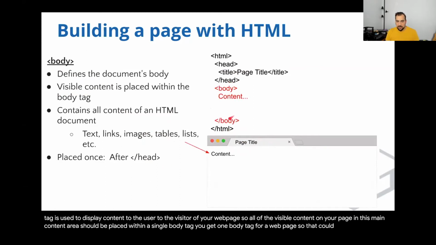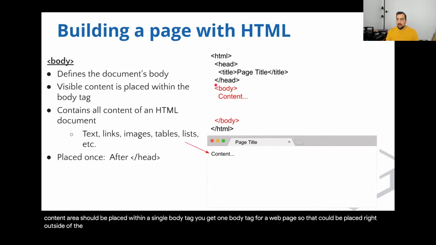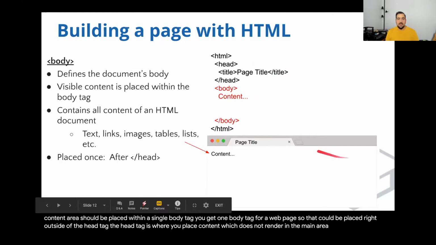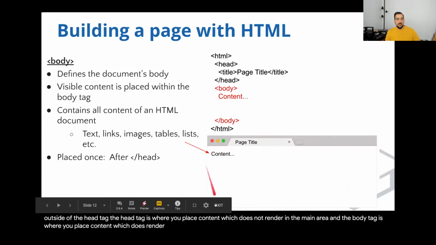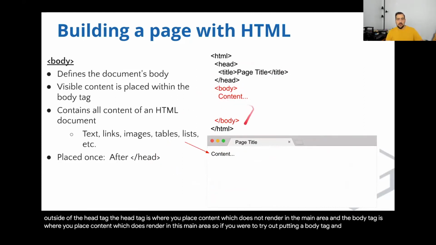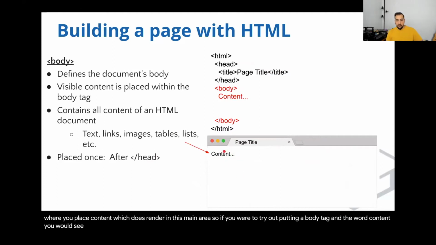So that could be placed right outside of the head tag. The head tag is where you place content which does not render in the main area, and the body tag is where you place content which does render in this main area. So if you were to try out putting a body tag and the word content, you would see the word content appear on your web page.